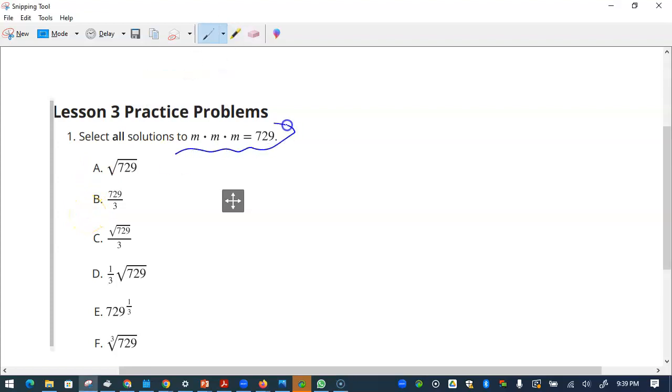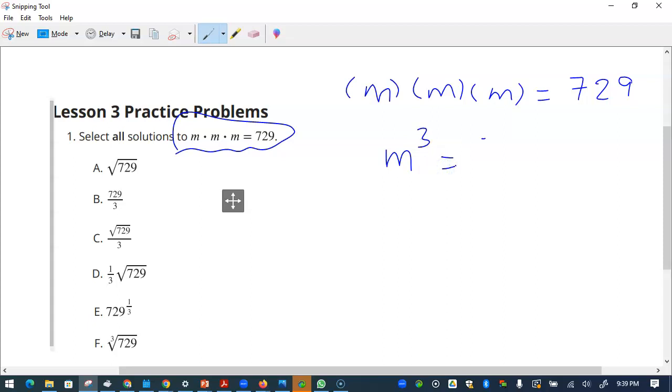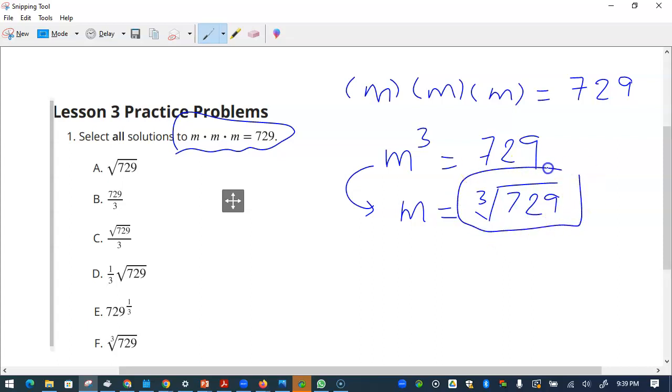Let's see this one. What does this mean? What multiplies itself 3 times to get 729? Okay, that's what that means. So in other words, we put the variable as m. There are three of them, so it is m raised to the power 3 equals 729. And by the definition of radical, changing this to radical form, m is the cube root of 729. So basically it is asking the question, what number multiplied by itself 3 times gives you 729?